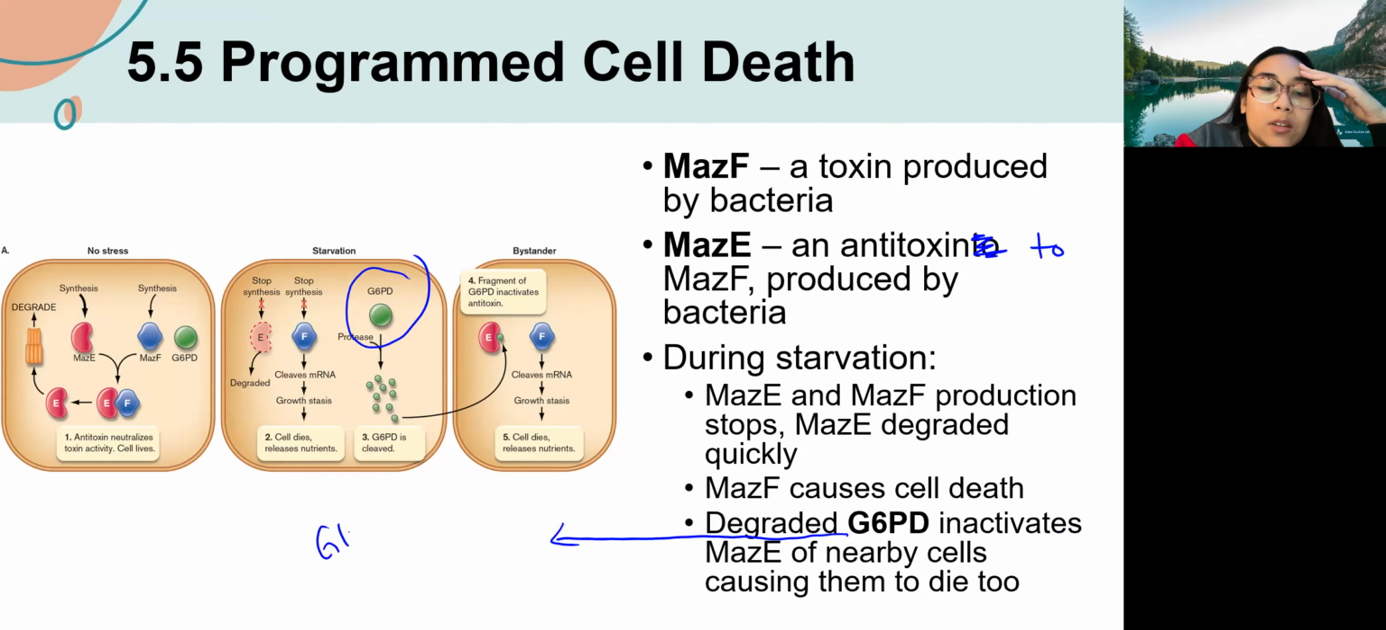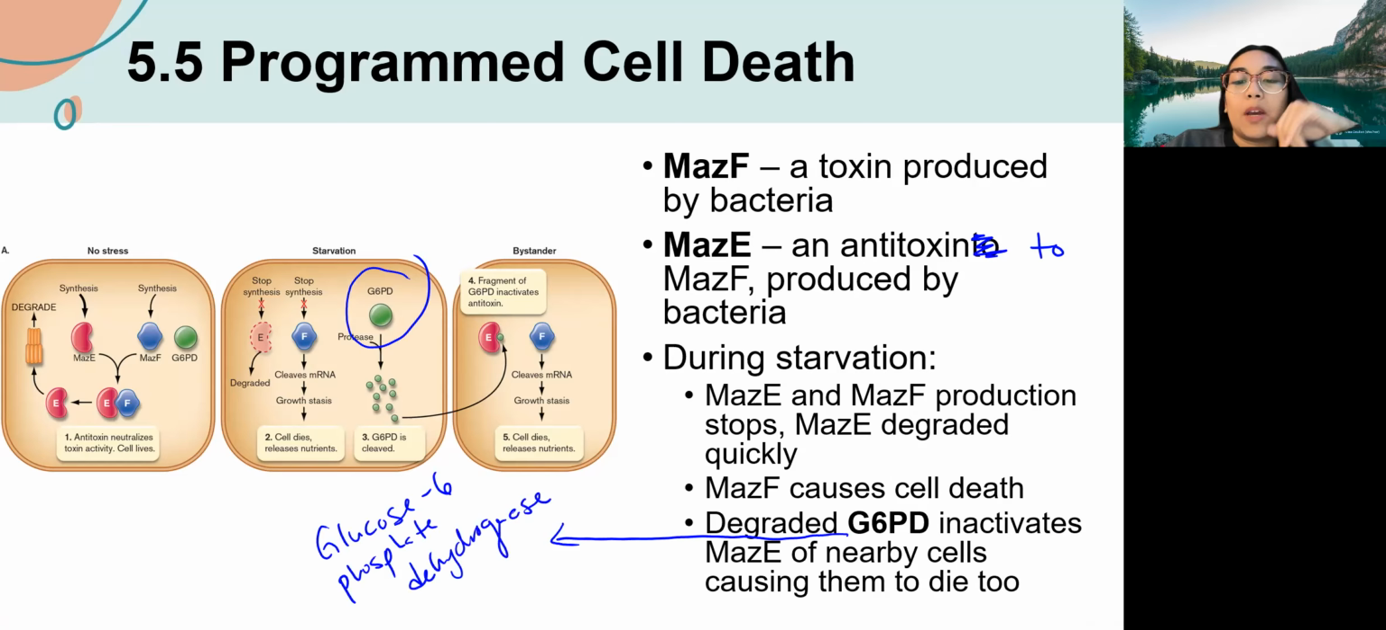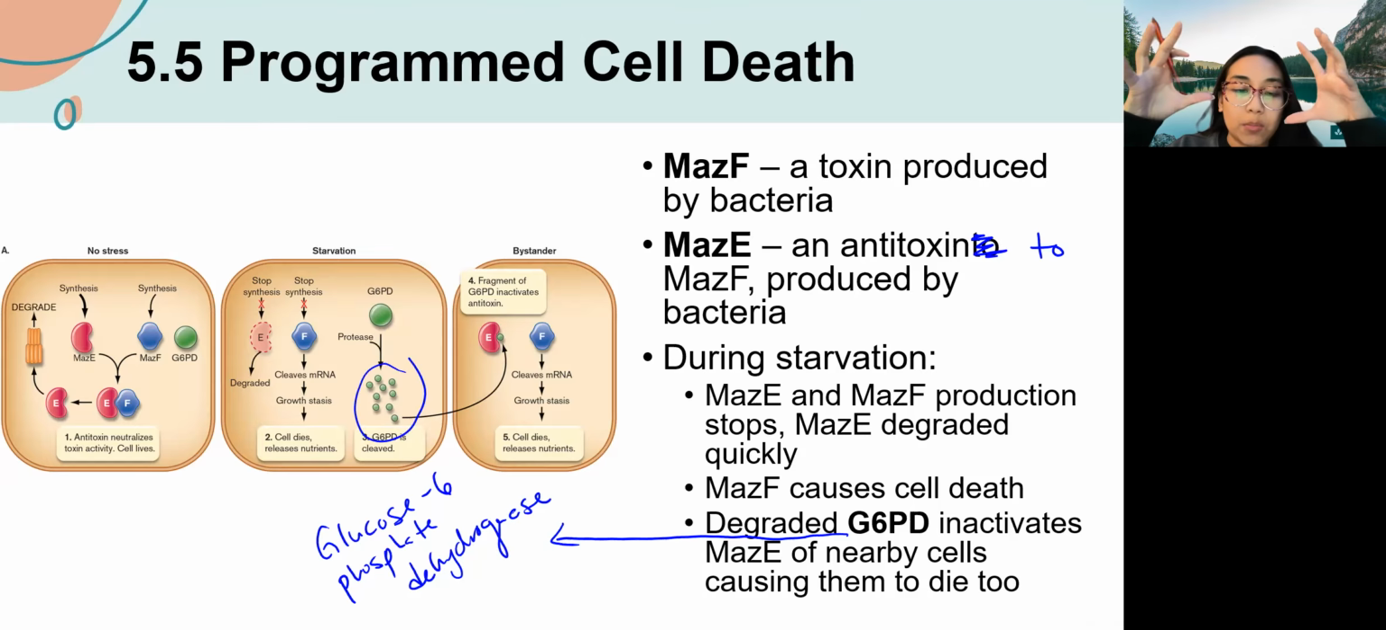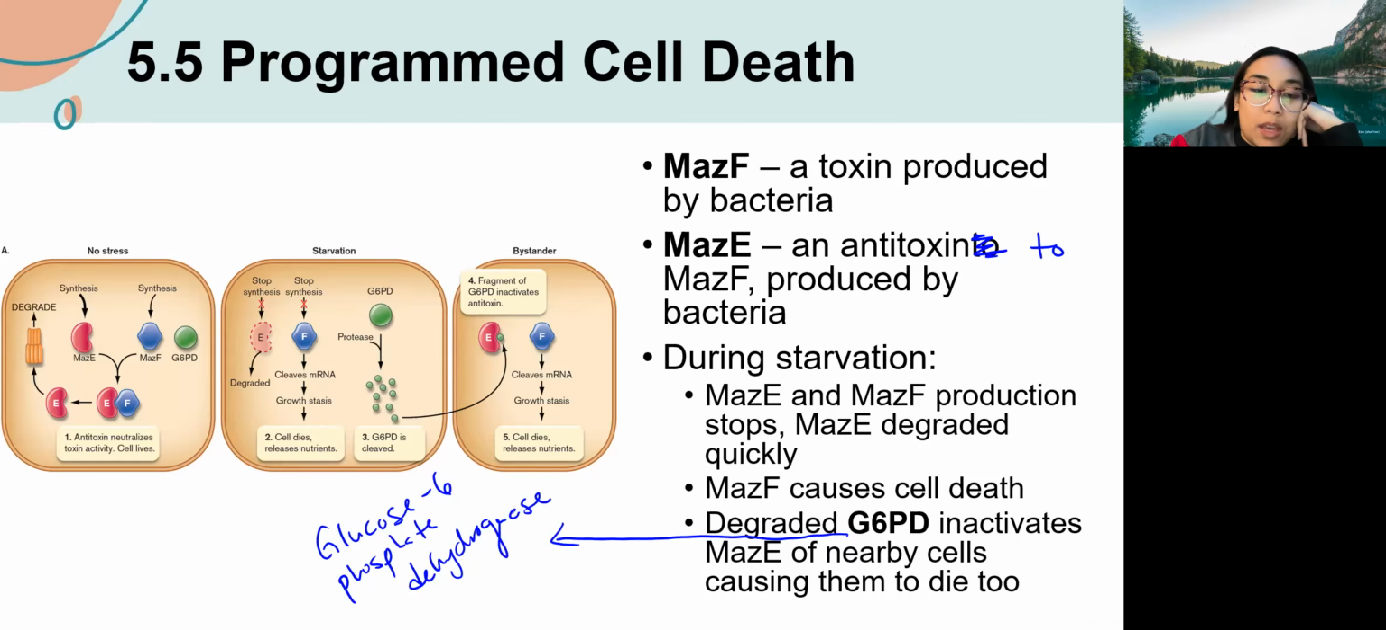So it's glucose 6-phosphate dehydrogenase. Okay, anyway, G6PD is an enzyme, and it gets degraded. These bacteria produce a protease that degrades this enzyme into tiny little protein segments, right? G6PD is a giant protein, and this protease breaks it up into tiny little pieces. Okay, what the hell? And these pieces of G6PD are going to travel to a neighboring cell.